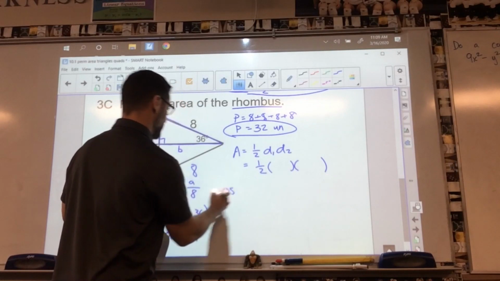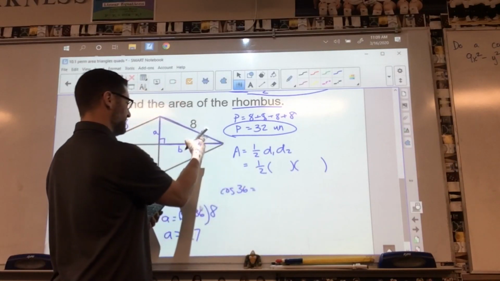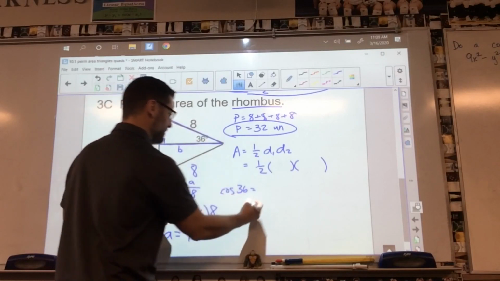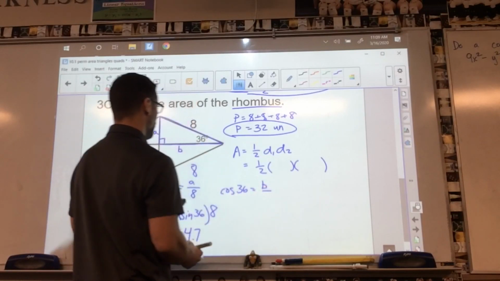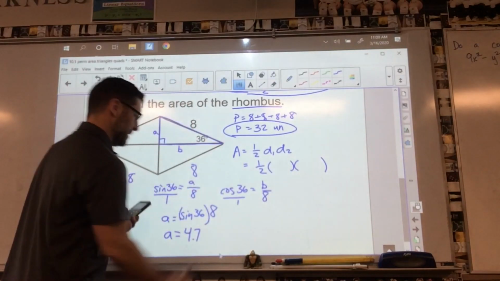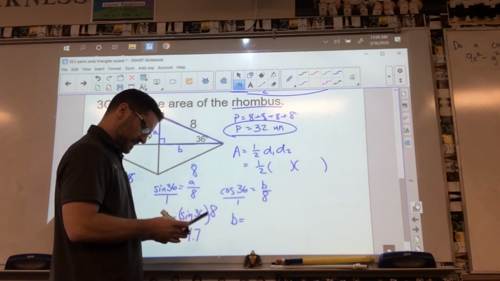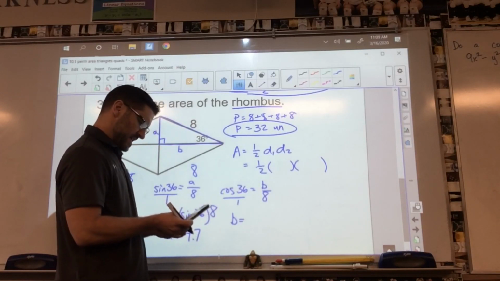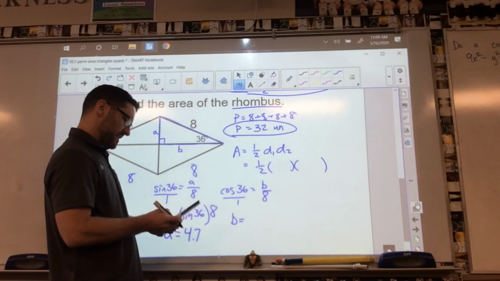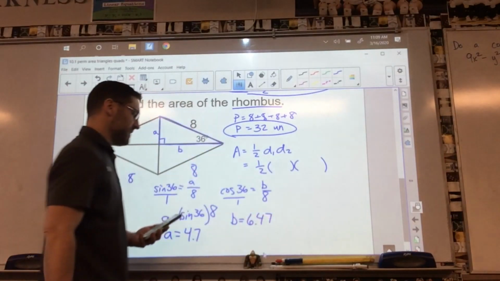All right, so then the B value will be cosine. So I take the cosine of 36. Cosine of 36 equals adjacent over hypotenuse. Adjacent B, hypotenuse 8. I'll put that over 1. And my B value is whatever the cosine of 36 times 8 is. And I got 6.47. 6.47 for my B value.